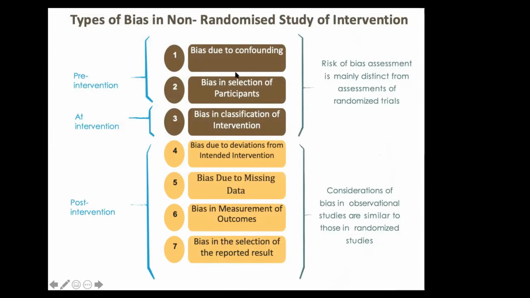So there could be biases due to confounding, biases due to selection, and biases in the classification of the intervention. So at the pre-intervention level and at the intervention level, there is bias in classification of intervention, and at the post-intervention level, there could be bias due to deviation from intended interventions, due to missing data, due to measurement of outcomes, and in the selection of reported results. These are pretty much similar to those in the randomized control design.